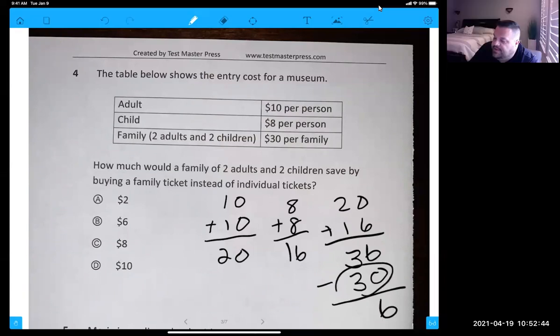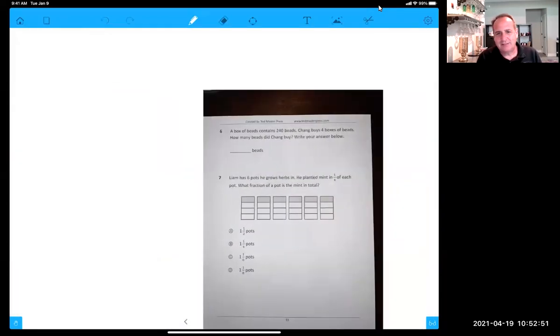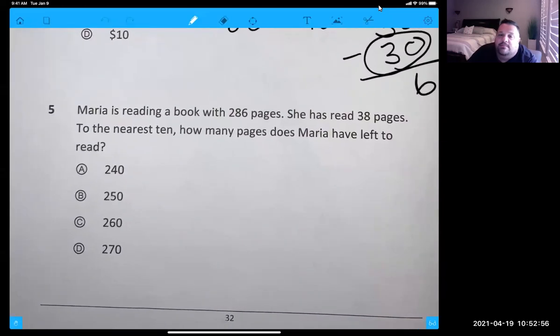Does everybody see why we got this? The family pack is 30. So you save 6. You're brilliant. Good job. All right, everybody at home, pause and do number 5.